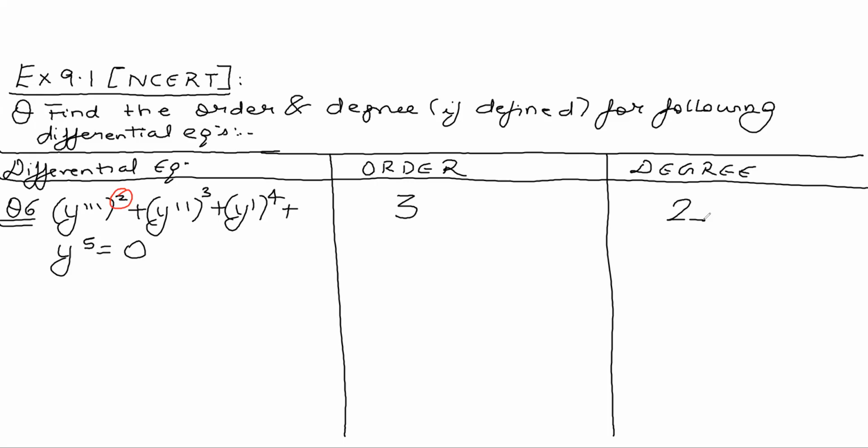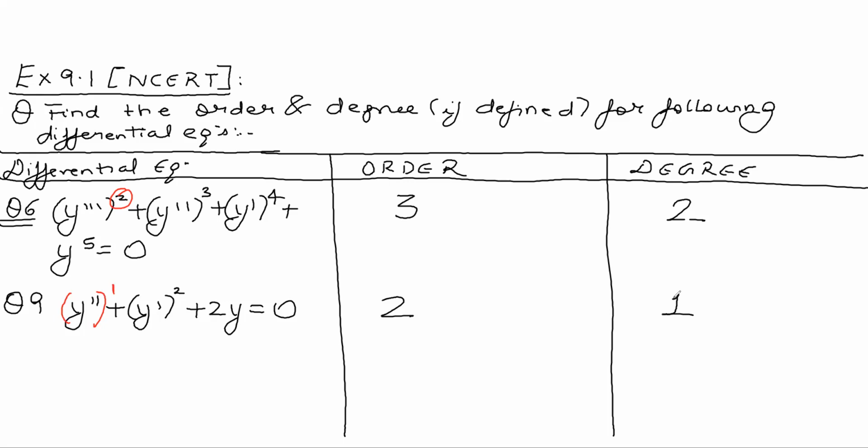Okay. Similarly, I can do another question with you. Question 9. y double dash plus (y dash) square plus 2y equal to 0. How do you find the order? Highest order derivative is 2. So the order of the differential equation is 2. How do you find the degree? Is it a polynomial in derivatives? Yes, so you can find the degree. What is the highest order derivative? Y double dash. Y double dash is raised to the power 1. So what is the degree of this differential equation? 1.